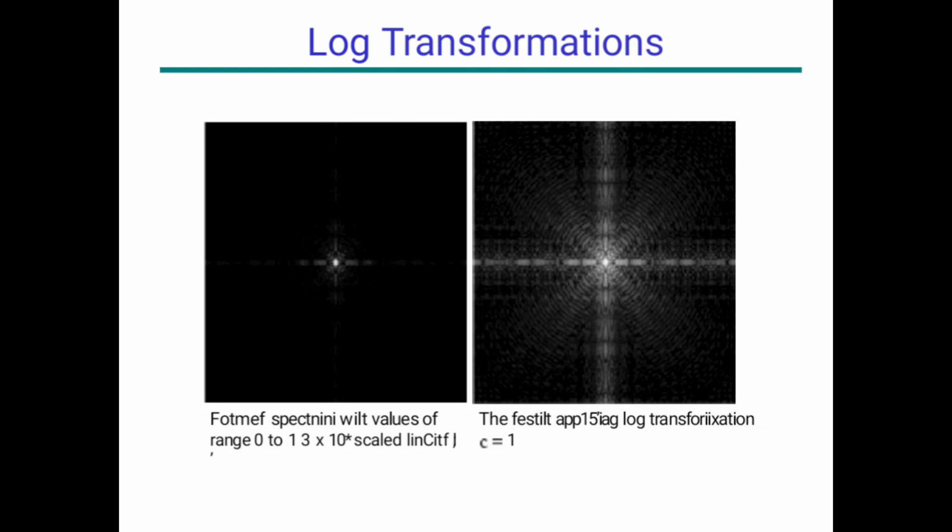So it is the logarithmic transformation. By taking the logarithm of the pixel, some of the hidden parts of the image will be clearly identified in the output image as shown in the figure.